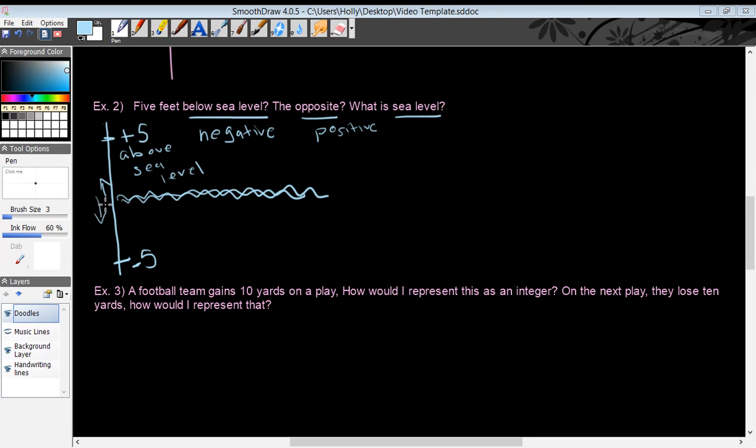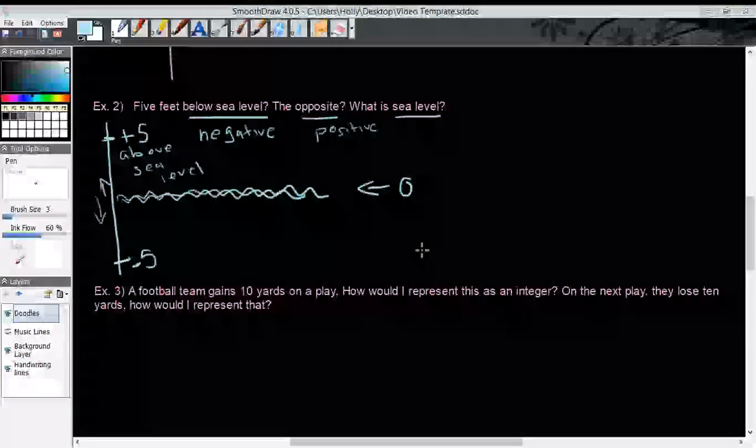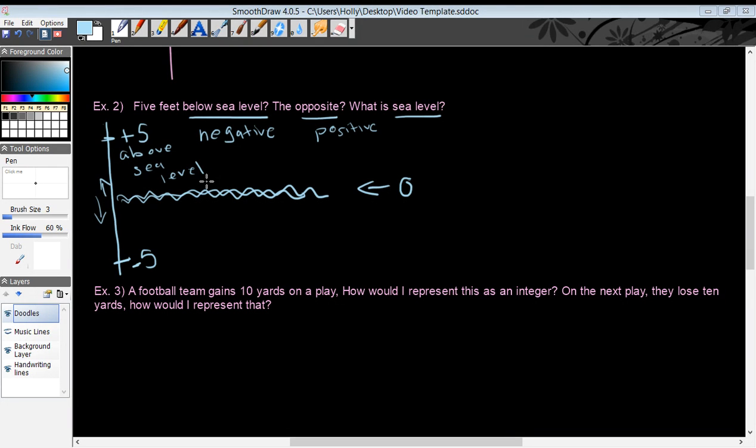And last, I want to talk about what number would I call exactly sea level? Based on what you know about your number line and what you think about these two numbers, what number do you think sea level is represented by? Sea level in this case is 0. In every real life example, there's always a positive and an opposite that's negative, but there's always a 0. There's always something that's in the middle of those two things. Today we're going to talk both about positives and negatives, their opposites, and what does 0 mean.